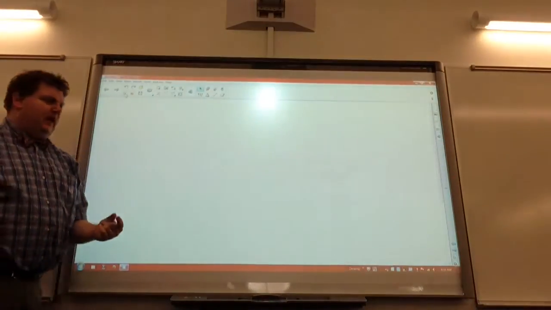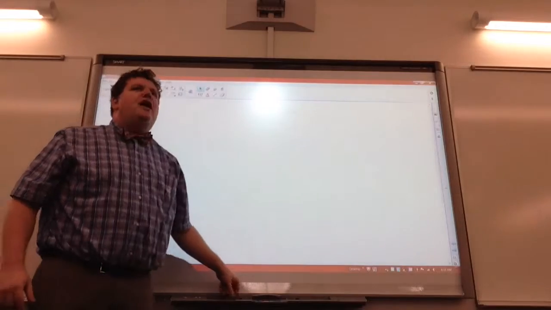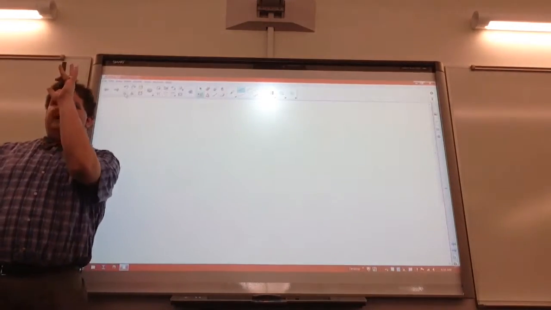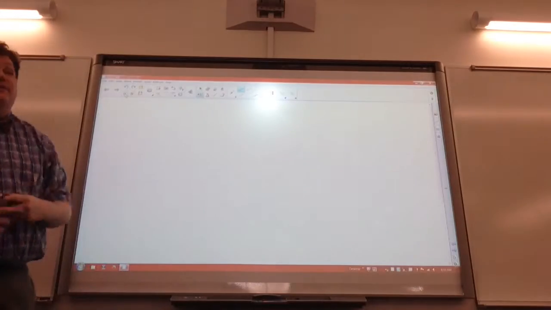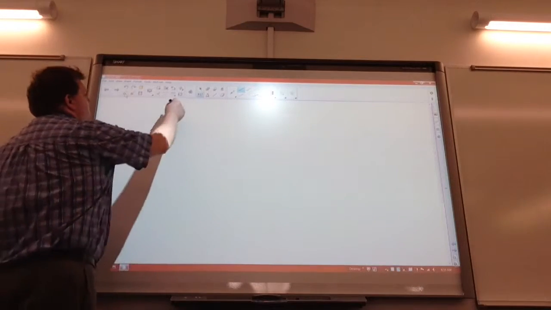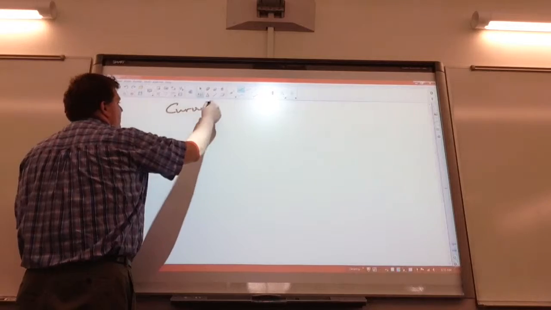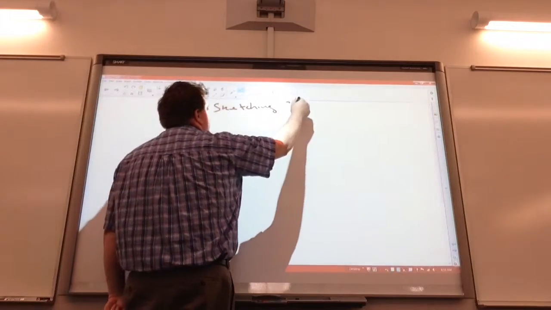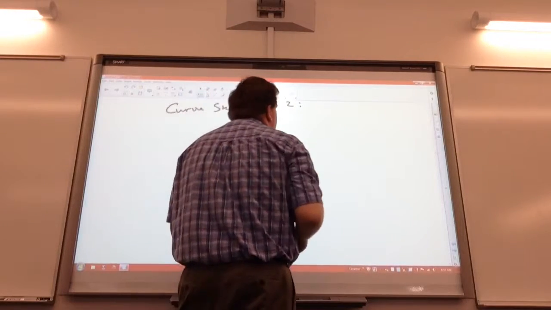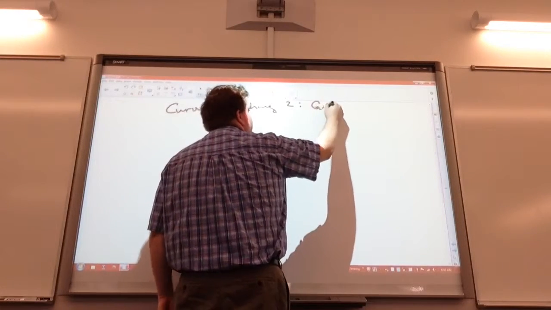Okay, so curve sketching is what we're after here. But this time we're doing curve sketching by looking at a graph and coming up with another graph based off of the first one. We'll call this curve sketching 2. Basically, graph to graph.